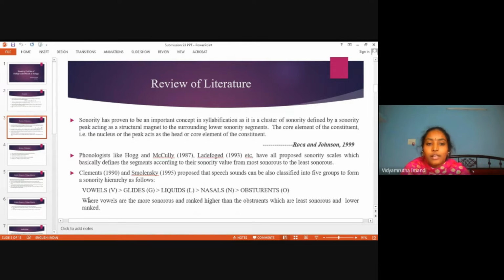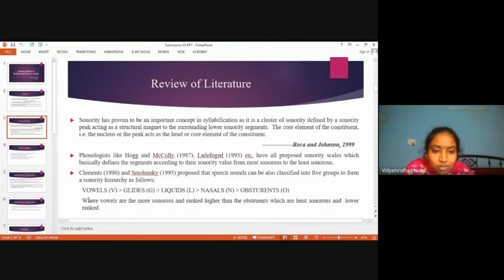Clements and Smolensky have proposed a sonority hierarchy. Previously, it had been proposed by many phonologists like Lagford, Hogg and Macaulay. They also proposed a sonority hierarchy scale that runs from low vowels, mid vowels, high vowels, that kind of scale, till the voiceless stops. But this one is too vast to just classify into smaller groups.